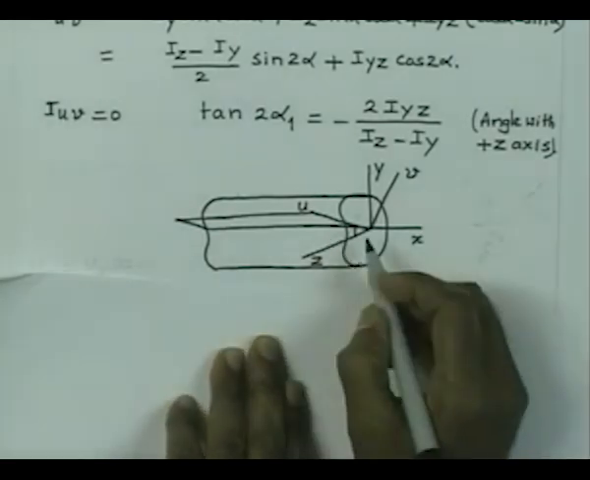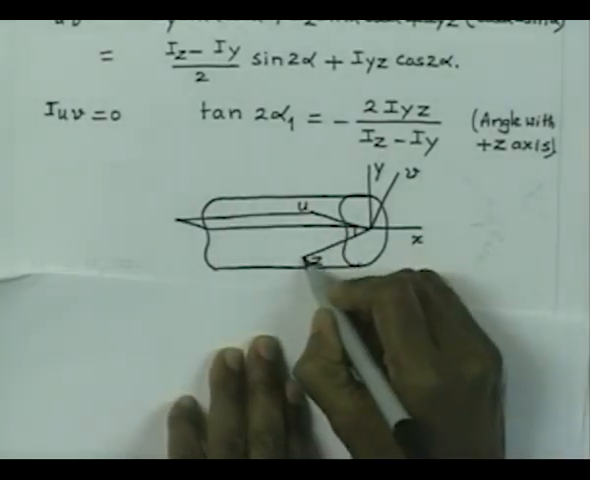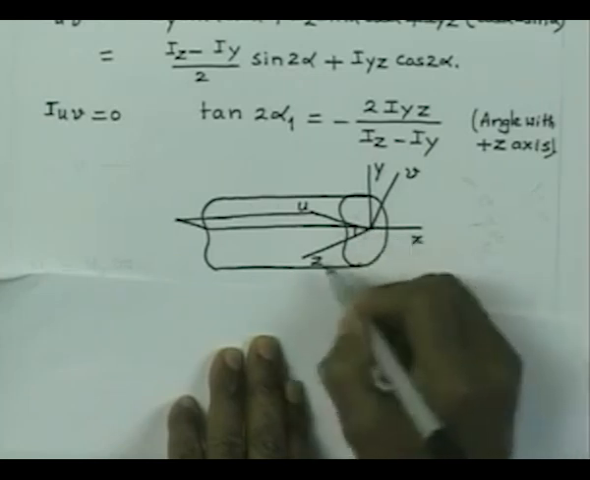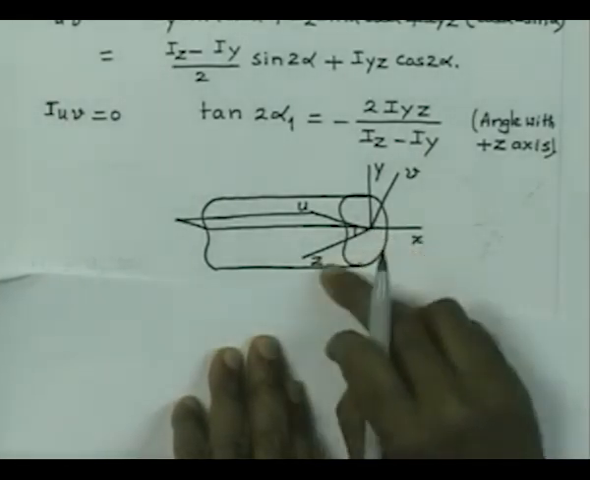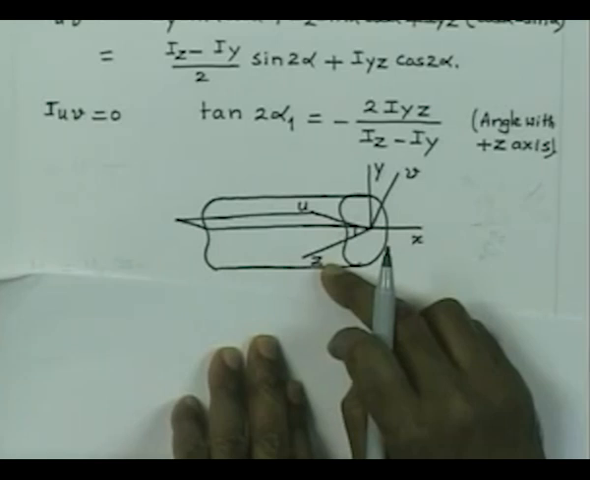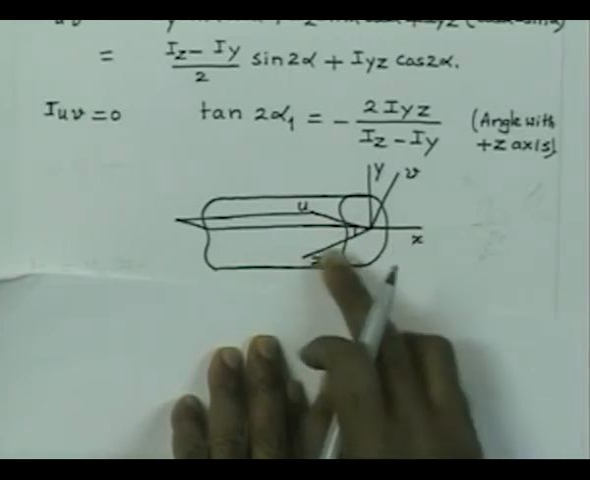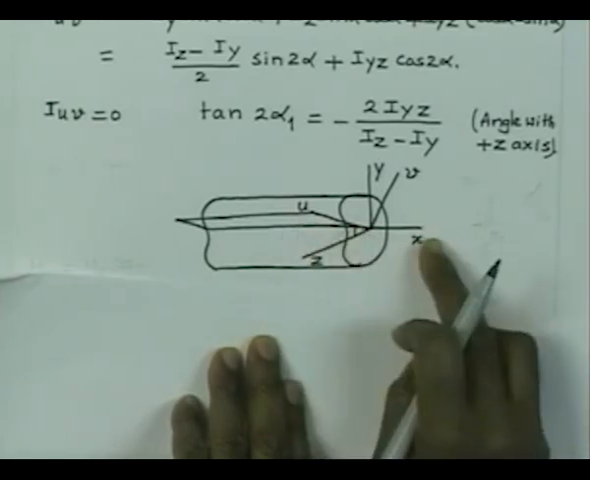I repeat that if you have the loading, let us say, acting on the xz plane, then you find that this xz plane is not really a plane of symmetry. On the other hand, if the loading is acting on the ux plane, it now becomes a plane of symmetry because Iuv equals 0.